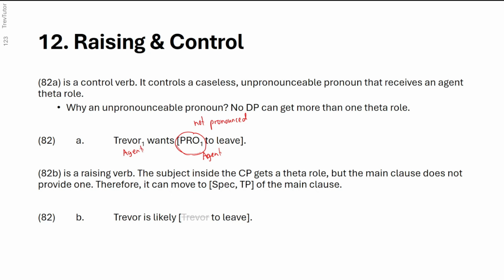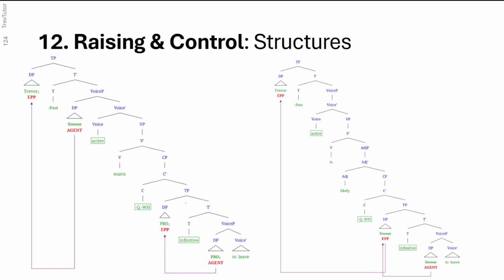Now, in the case of raising verbs, well, in Trevor to leave, it is the agent of to leave. It doesn't get nominative case, so it's going to have to move up to the higher CP to check that. Now, again, this is fine because is likely is only selecting a CP. It's not assigning another agent role to Trevor because it's not giving an agent role at all. So here's how these two structures work.